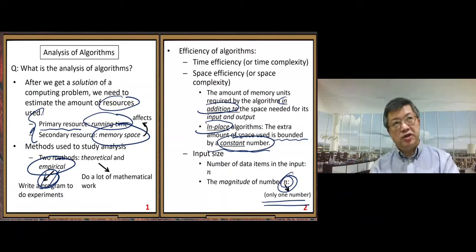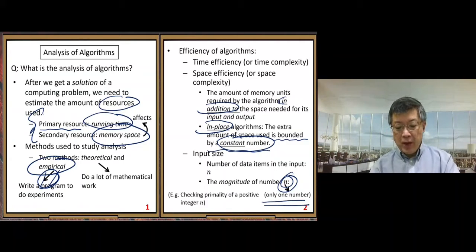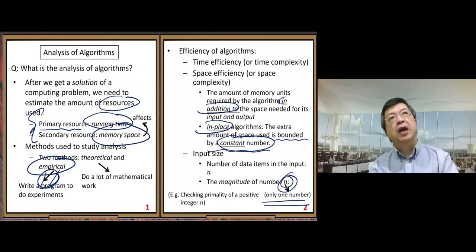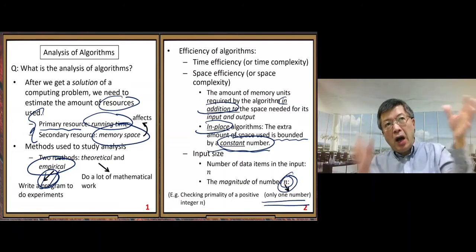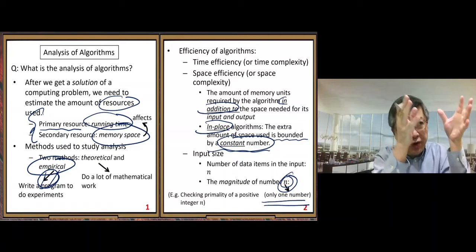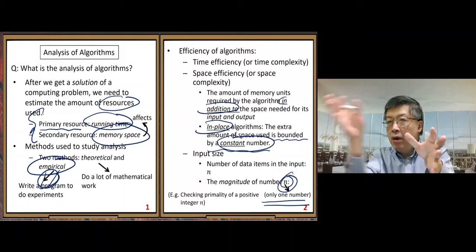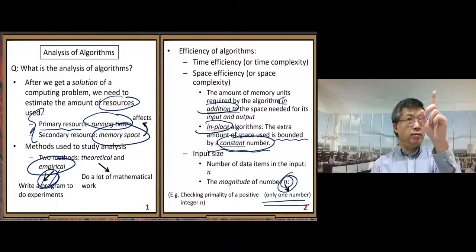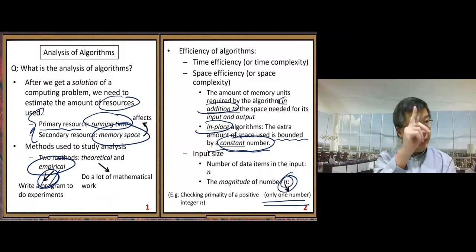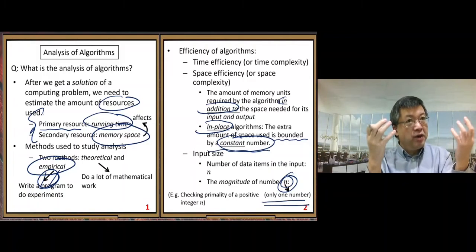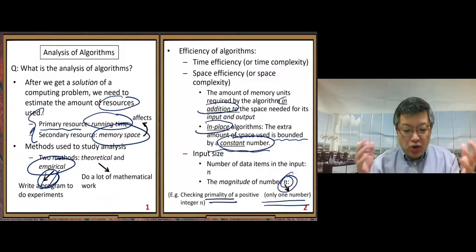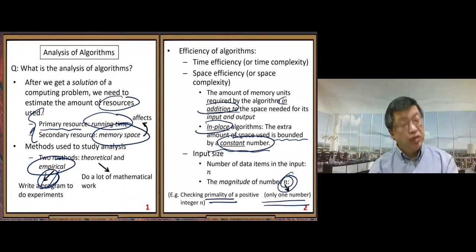Here, let me give you a special example: checking the primality of a positive integer n. Given a positive integer n, how do we check if this number is a prime number or not? Primality check. You only need to work on one number, but it does not mean this checking work is easy. No. Actually, checking primality is extremely hard.